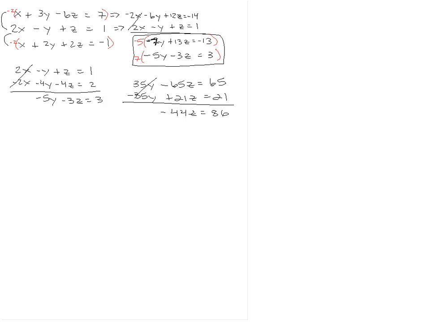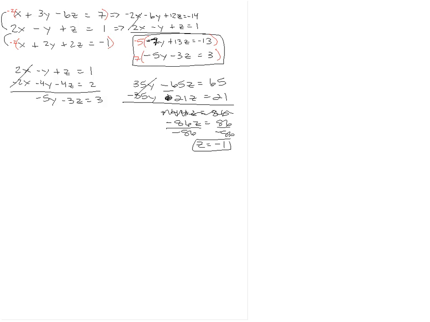So negative 5 times negative 7 is positive 35. Negative 5 times 13z, let me do that again, 13 times 5 is negative 65. That would be positive 65. Negative 35y. Aha. Positive 21z and 21. You see how just a little mistake matters? All right, so this gives me negative 86z equals 86. Divide by negative 86, and you get z is negative 1.